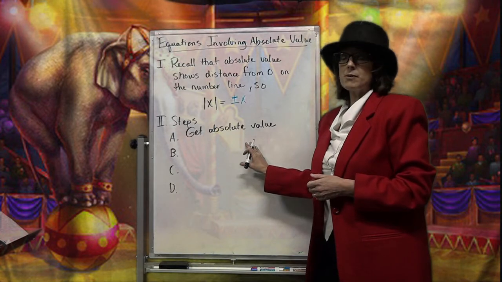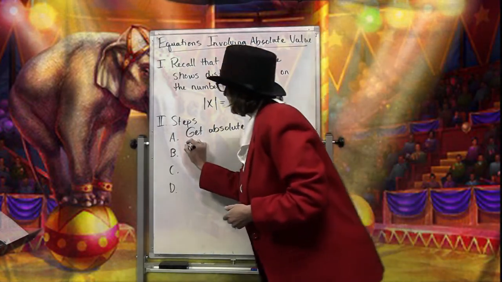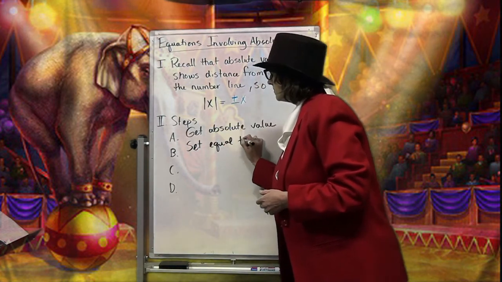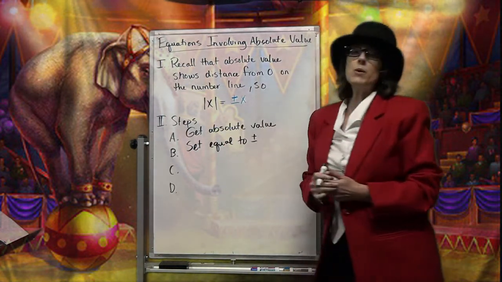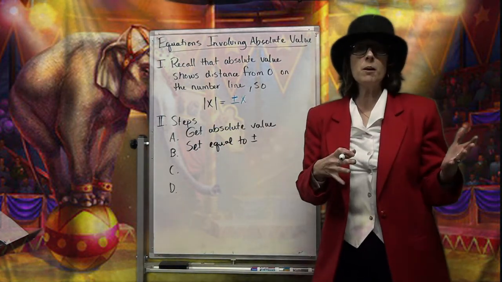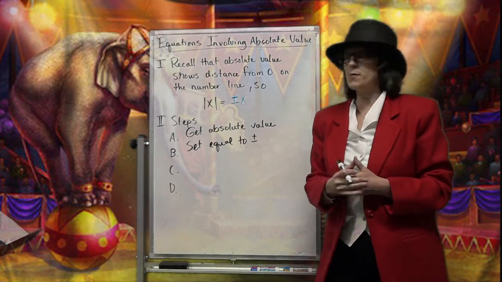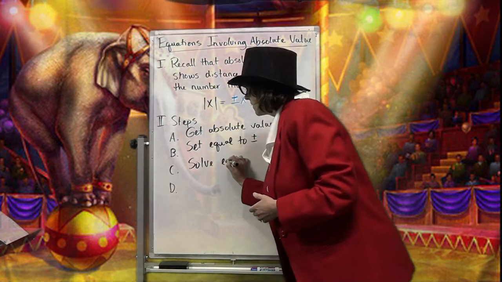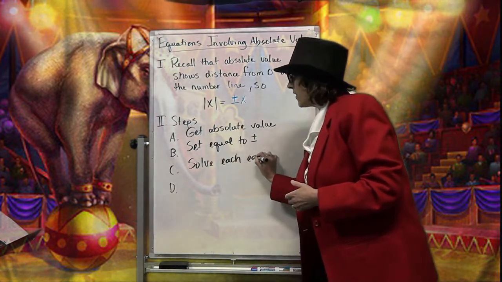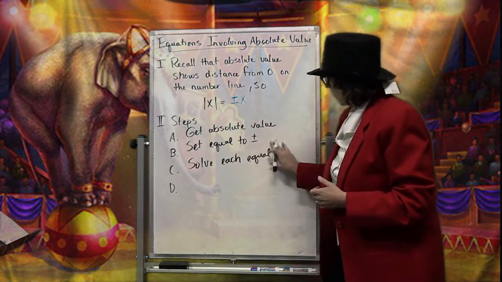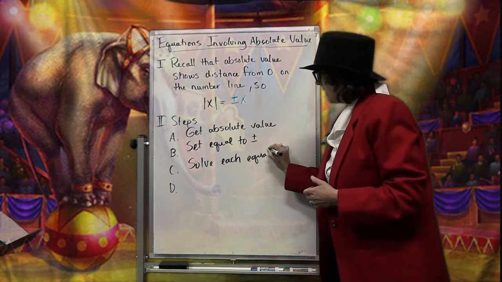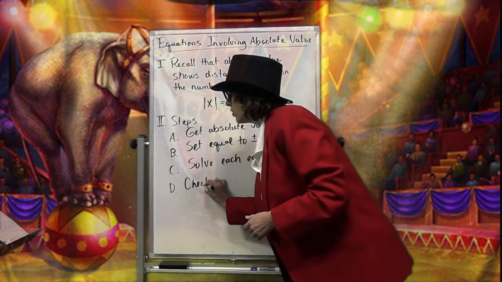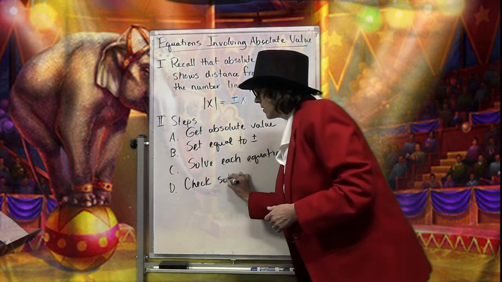But once we get the absolute value by itself, then we set it equal to that plus minus, because we need to consider both sides of the number line that will have that distance from 0, and then we can solve each of those equations. But we need to be very careful about the solutions. We need to be careful about those solutions and check them because we actually could have extraneous roots.